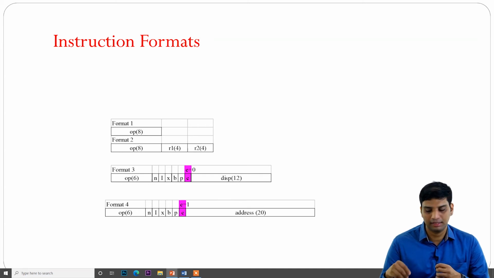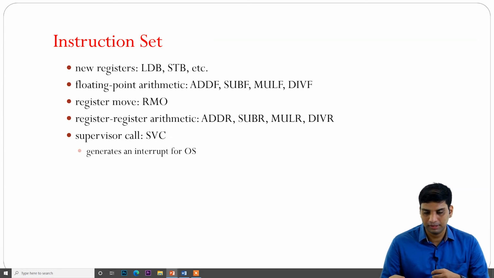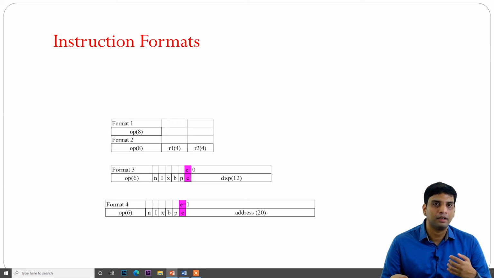We will discuss in detail in the next class. The next one is addressing modes. So what is addressing mode? I'll tell the addressing modes. The addressing modes are indirect addressing mode, immediate addressing mode, then base relative addressing mode, program counter relative addressing mode, then you have indexed addressing mode. So these are some of the addressing modes. We'll discuss in detail in the next class.